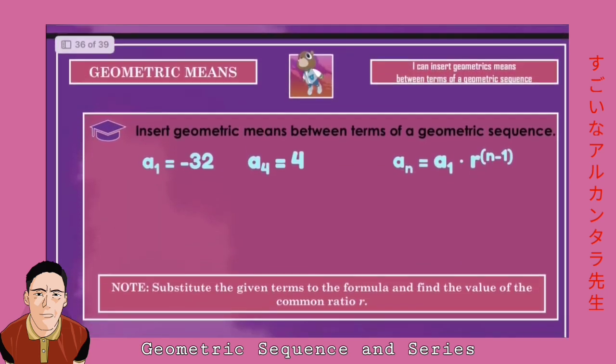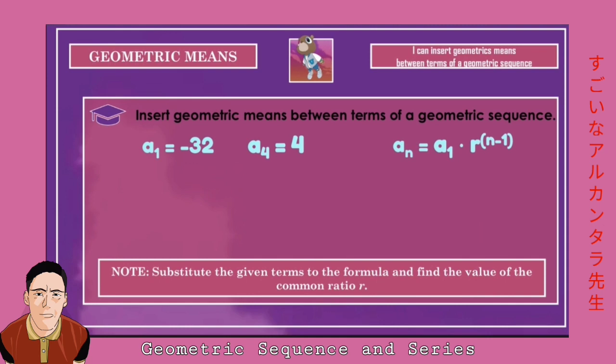I think we have some more. Yep, a negative number. No pressure about that. A sub n, a sub 4. So that's going to be a sub 4 is equal to a sub 1, which is negative 32, then you have r raised to n minus 1. Our n here is 4. So 4 minus 1. So a sub 4 is equal to negative 32 r raised to 3. Divide both sides by negative 32. We're going to get negative 1 over 8 is equal to r raised to 3.